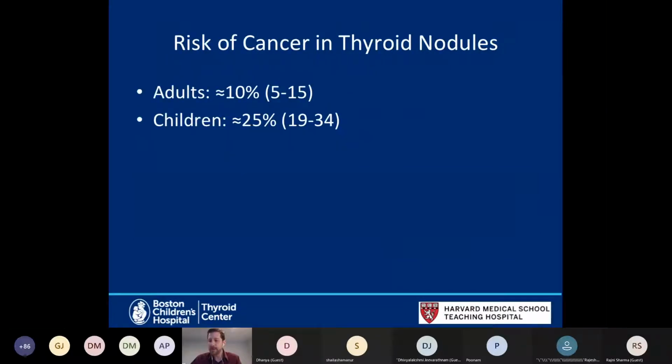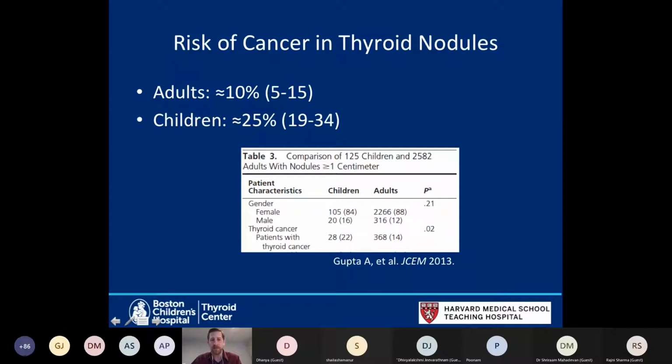And then as was also mentioned, the reason we care about these nodules is that the risk of malignancy is significant, so higher in children than in adults. The adult rate is about 1 in 10, whereas in pediatrics over a range of studies, it was about 1 in 4. And this is one of the early studies, cited from our center directly, comparing the rate of malignancy. It was about 50% higher in children than in adults.